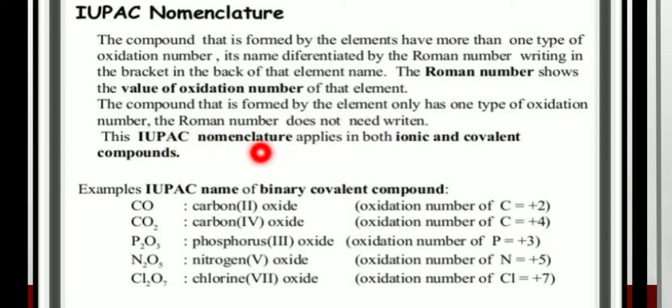The IUPAC nomenclature applies in both ionic and covalent compounds. Very important point. The IUPAC nomenclature applies in both ionic and covalent bonds. For example, CO, this is a binary covalent compound. CO means carbon monoxide.